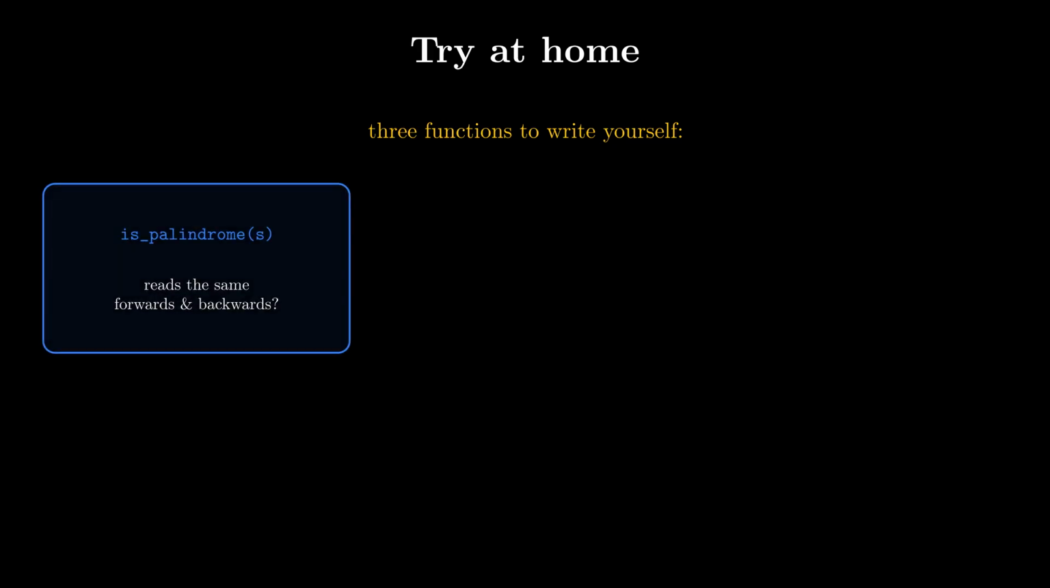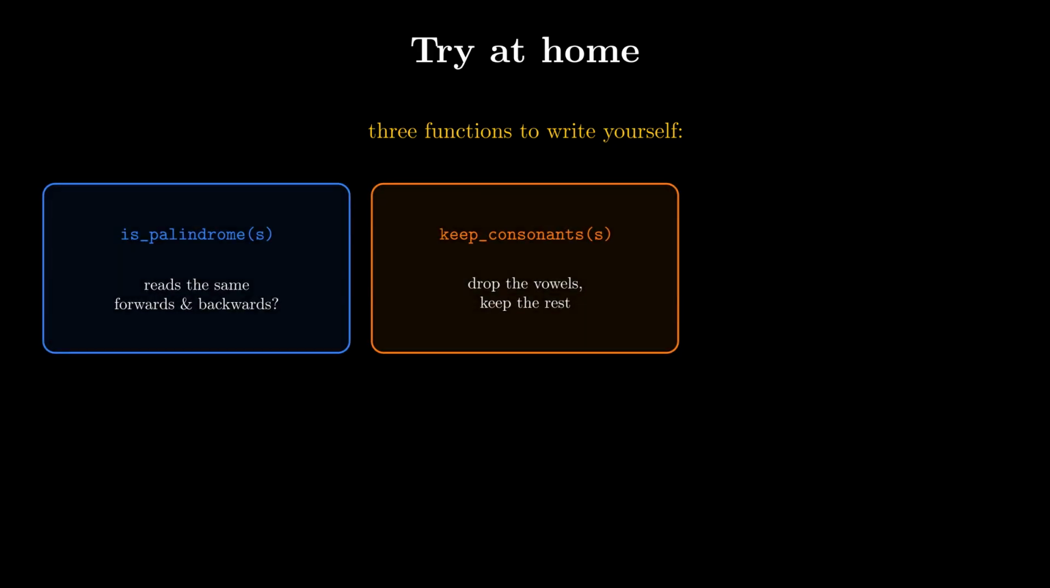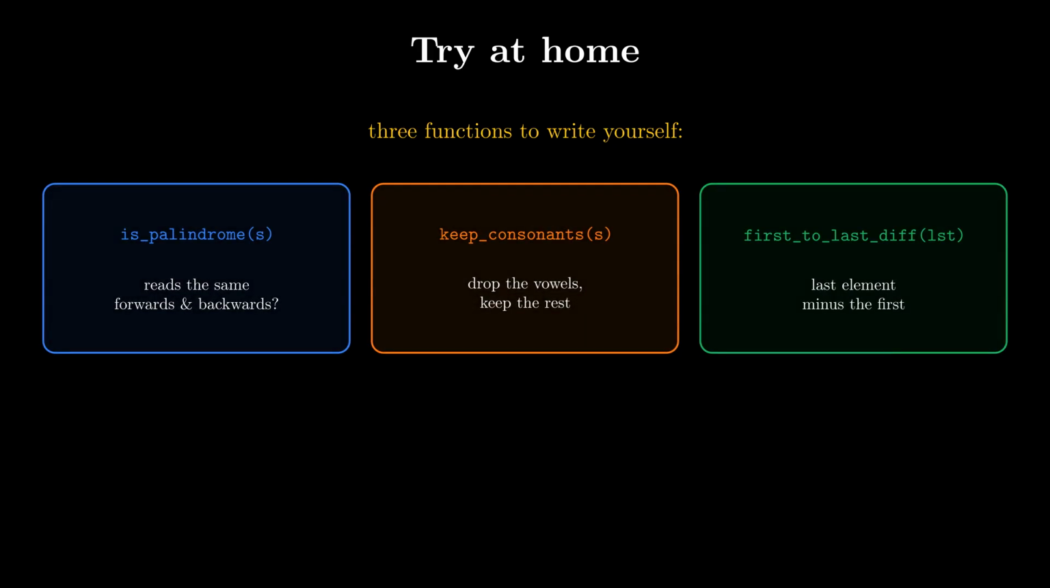Want practice? The lecture file leaves 3 functions for you to write yourself: is palindrome, keep consonants, and first to last diff. Read each specification, its contract of inputs and outputs, and try to write code that matches it. The answers are in the file, but solve them on your own first. Writing a function from its spec is the skill this whole lecture builds toward.